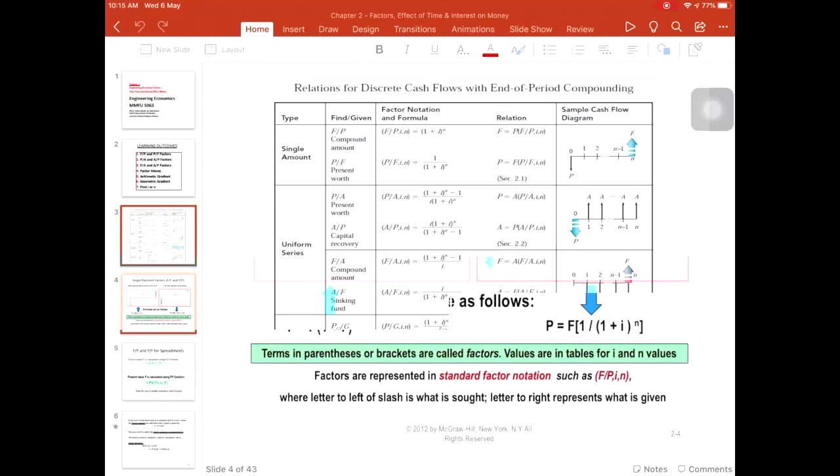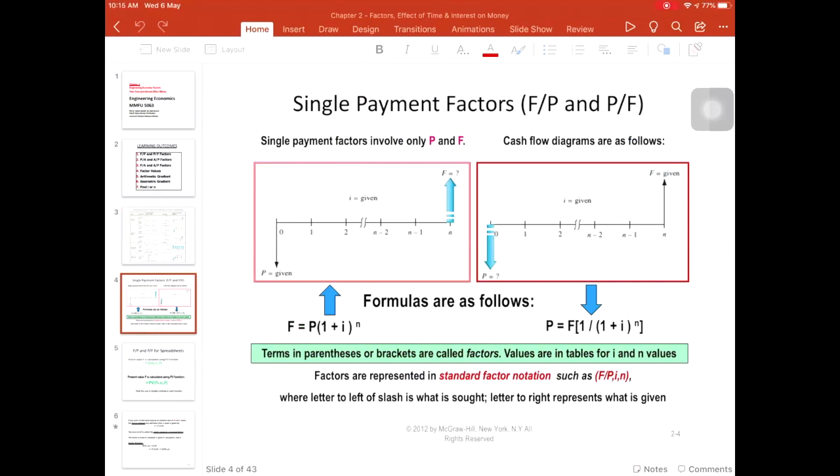Okay, all right. The first subtitle we will discuss today is the single payment factor, F over P and P over F. That means you have to find F, P is given, or you have to find P, F is given. Please remember that. And then shown is the cash flow diagram. P is given, you have to find F, and the number of n and i are given. Same as P over F. Don't make a mistake.